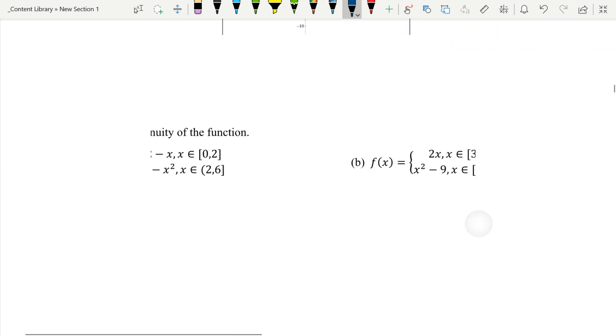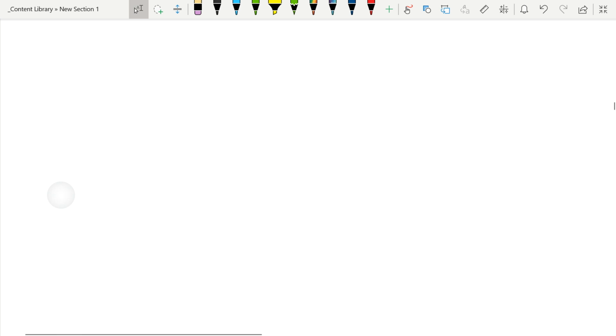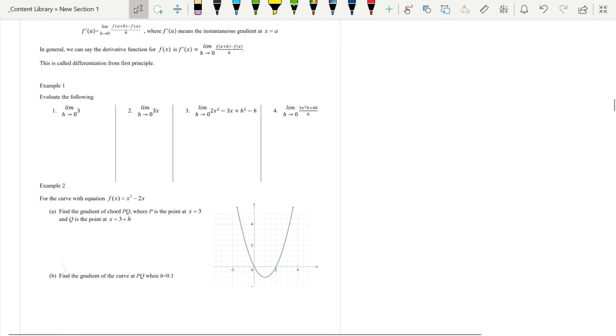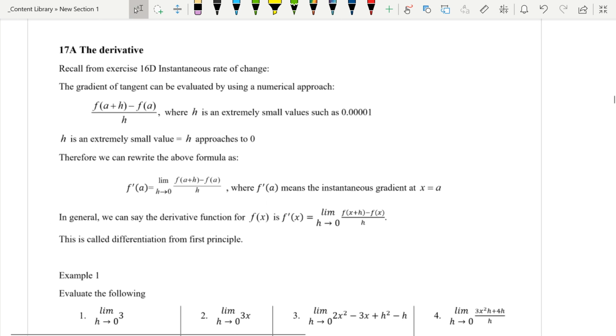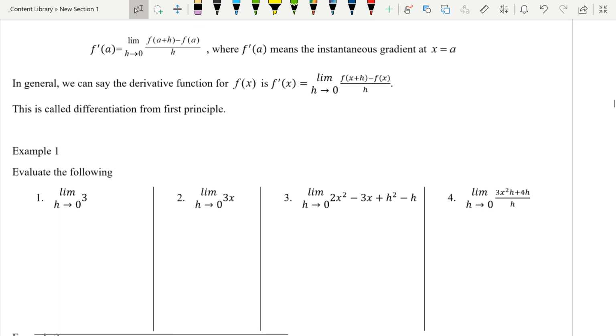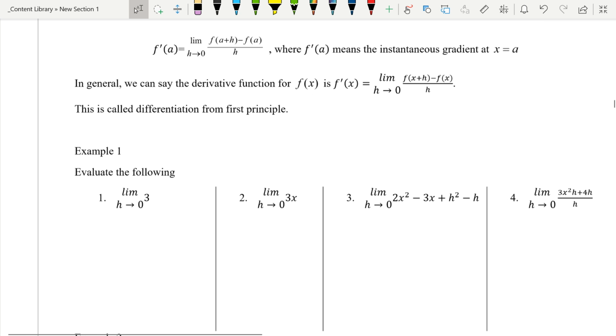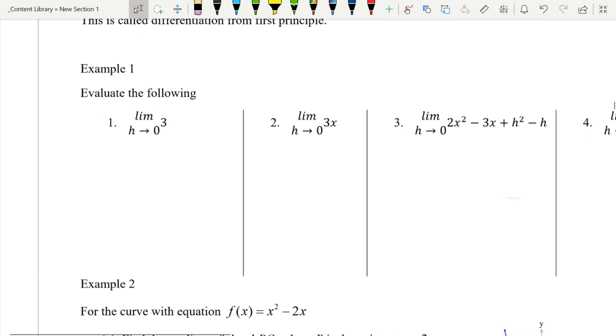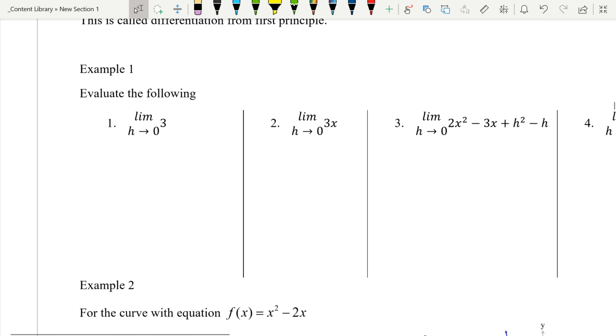Now I'm not going to talk about all of these. That's all pure definitions. Go to page 5. Now let's talk about the derivative, and I'll give you a bit better understanding here. Let's have a think. Okay, look at example 1. Let's evaluate those limits first.